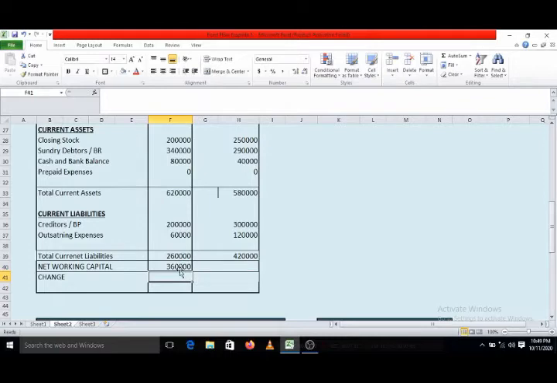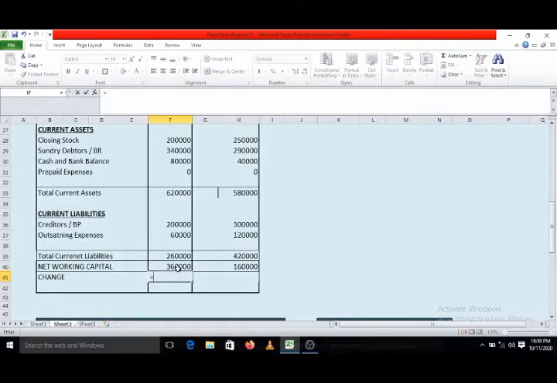So first year net working capital is rupees 3,60,000. Same we can find out for the second year. Total current assets 5,80,000 minus total current liabilities 4,20,000. So working capital is equal to 1,60,000. Now we have to find out the change.